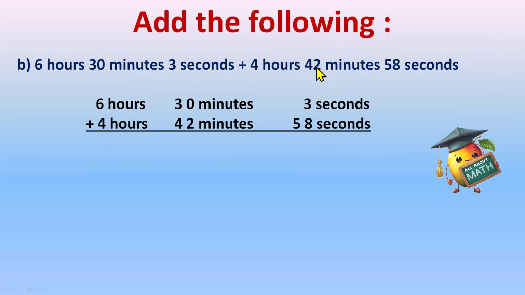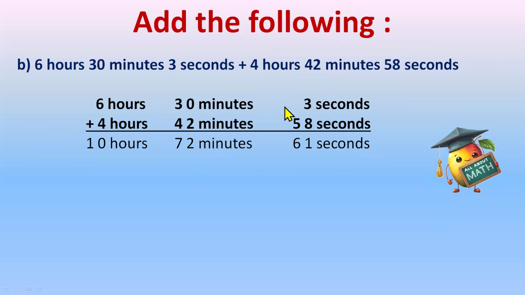So we'll add seconds first. So we have 58 plus 3 will give us 61 seconds. And then 72 minutes. 0 plus 2 is 2 and 4 plus 3 is 7. And 6 plus 4 is 10 hours. So here you'll not carry forward. You'll write here only because you are adding seconds, minutes and hours separately.